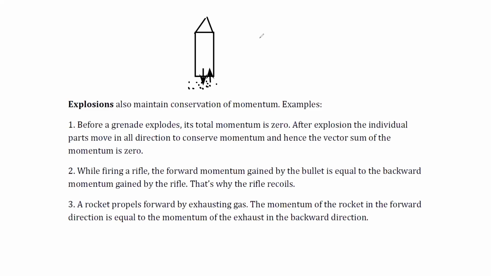That's why, if the exhaust gases are moving downward, the rocket will propel, or move, upward. So the rocket propels forward by the exhaust gases. The momentum of the rocket in the forward direction is equal to the momentum of the exhaust gases in the backward direction.